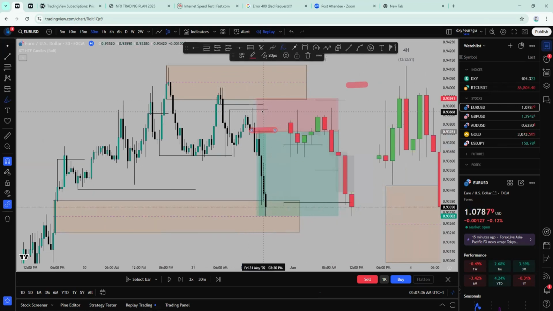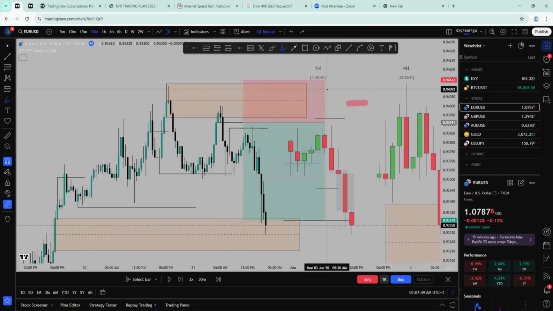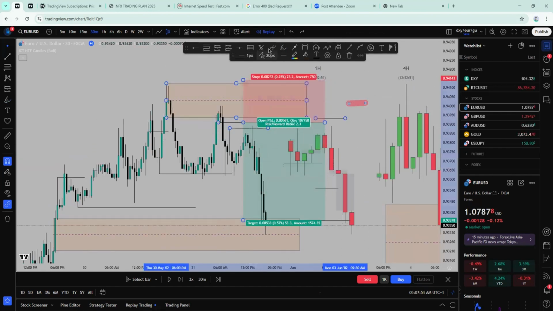You could have taken the trade here and it kicks you out. It doesn't really matter, right? You could still take another one because you are good with your risk management. So we have taken 2 trades so far.